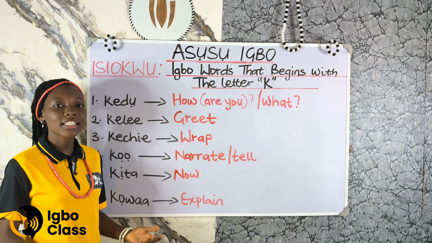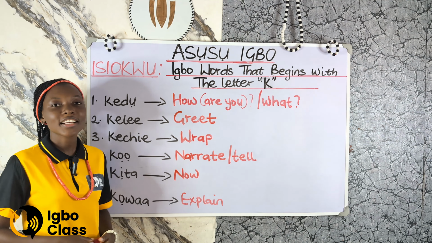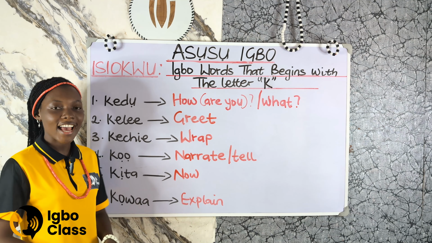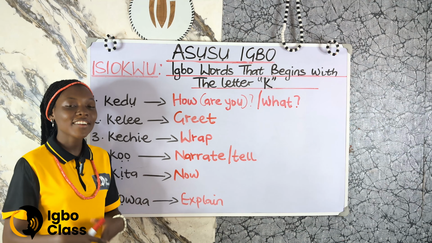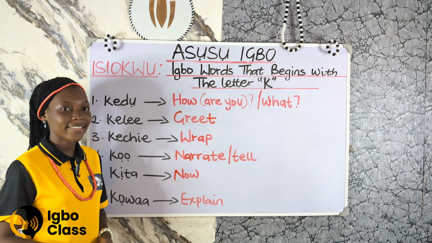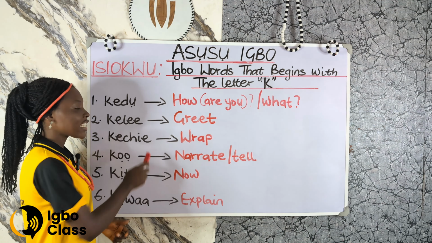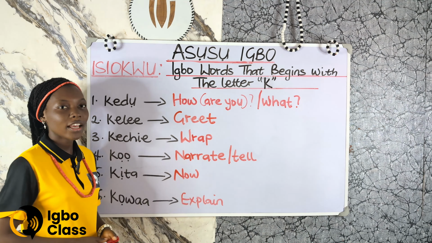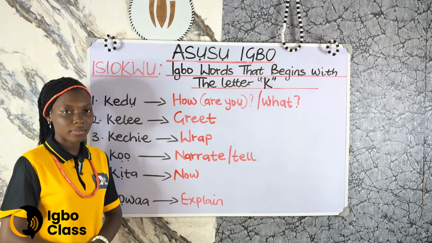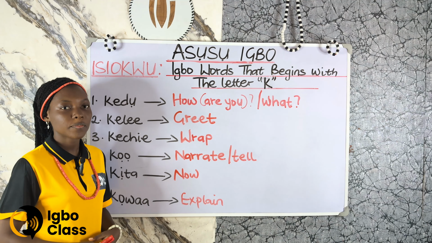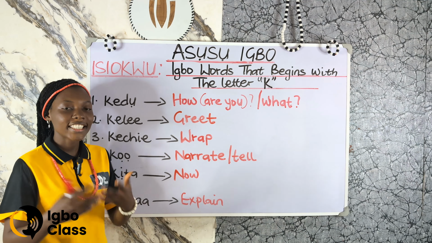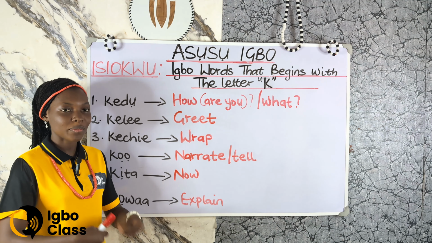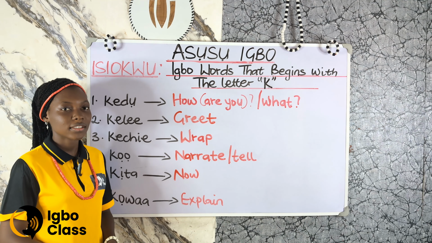Kele, greet. Kele ya, greet him or her. Kele ha, greet them. Kechie, to wrap something. That is to tie something. Kechie ngwugwu ahụ. Kechie akpa ahụ, to tie up something, to wrap something.